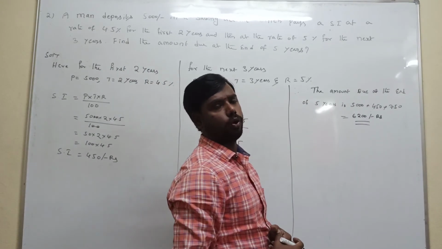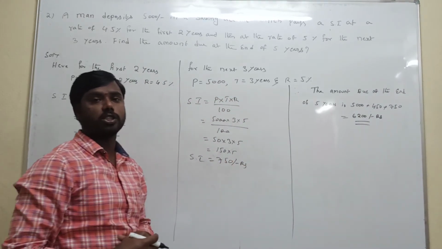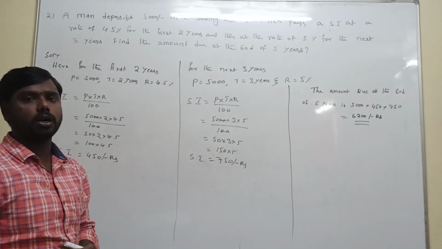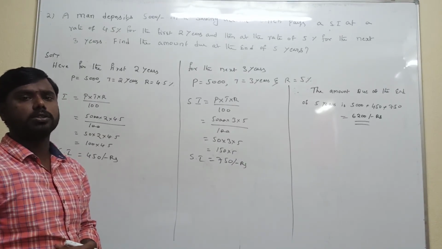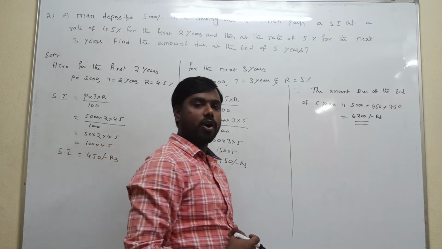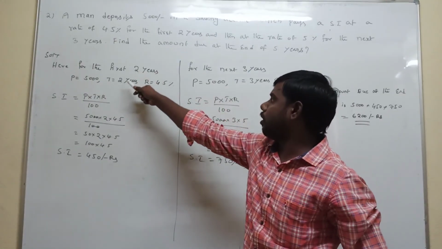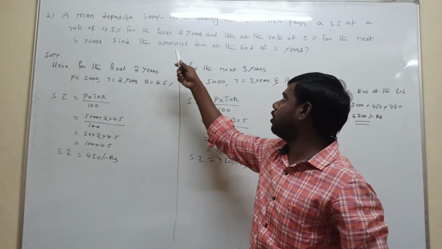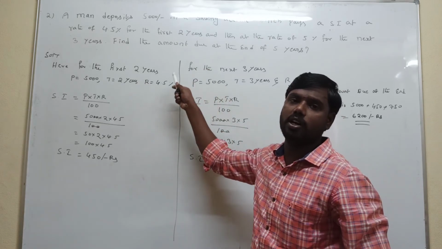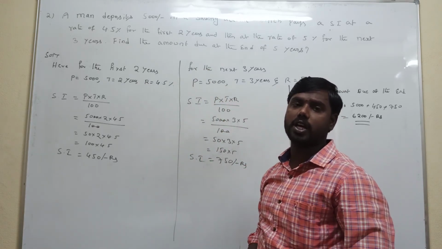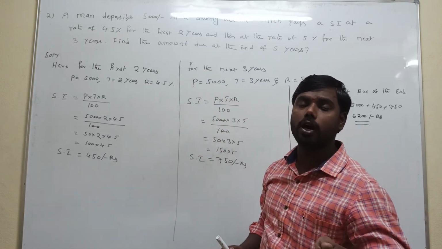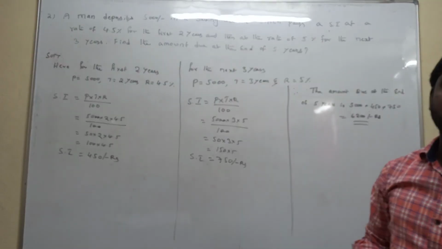This is the solution. So today's interest concept is over. Tomorrow we will discuss another topic, compound interest. You understood how to solve this question? Very easy. While applying the simple interest formula, principal amount is the same for the first 2 years. Next 3 years also the amount is the same, but only time and rate of interest are different. They are asking total amount due at the end of the 5 years.